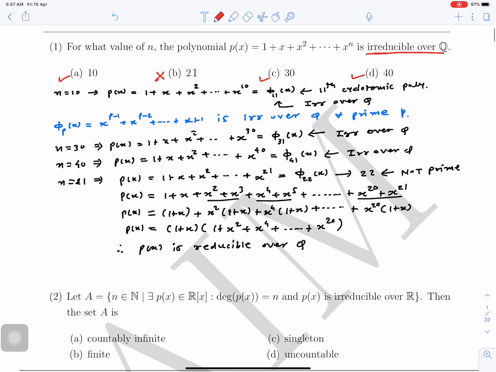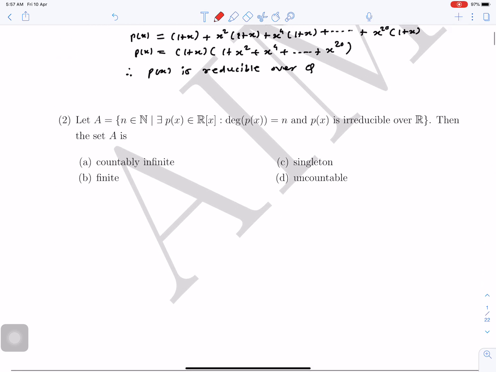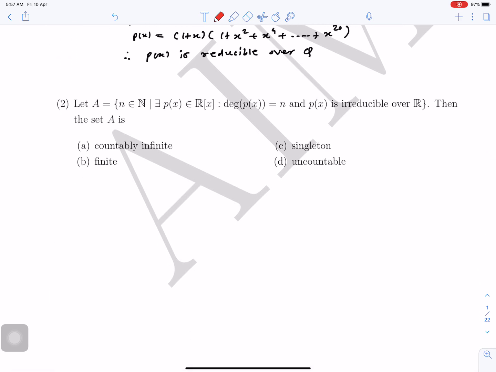Now problem number 2. Let A be the set of n belonging to N such that there exists p(x) belonging to R[x] such that the degree of p(x) is equal to n and p(x) is irreducible over R. So we have a set A. Then the set A is what? Option A: countably infinite. Option B: finite, singleton or uncountable.